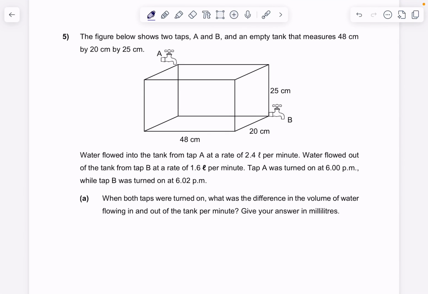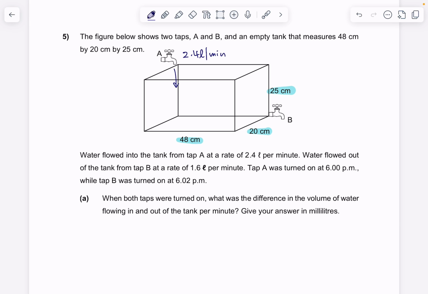This is UC3 Rate question 5. So the figure below shows two taps, taps A and B, in an empty tank that measures 48 by 20 cm by 25 centimeters. Water flows into the tank via tap A at a rate of 2.4 liters per minute. Okay, so we'll annotate the diagram as we read through.